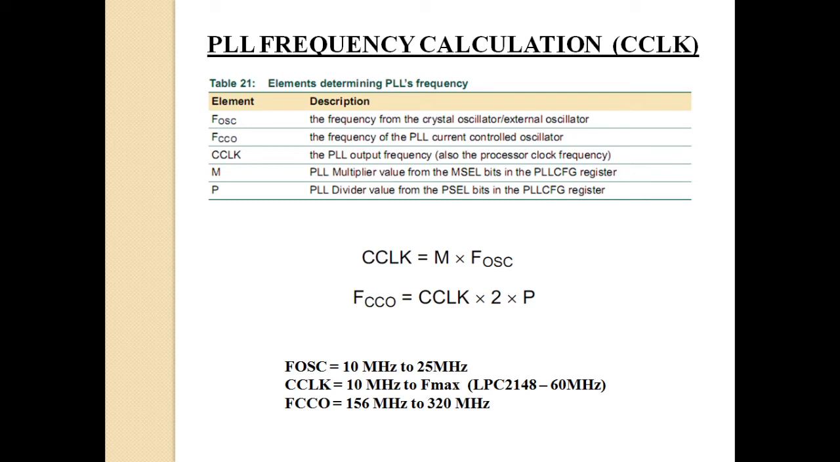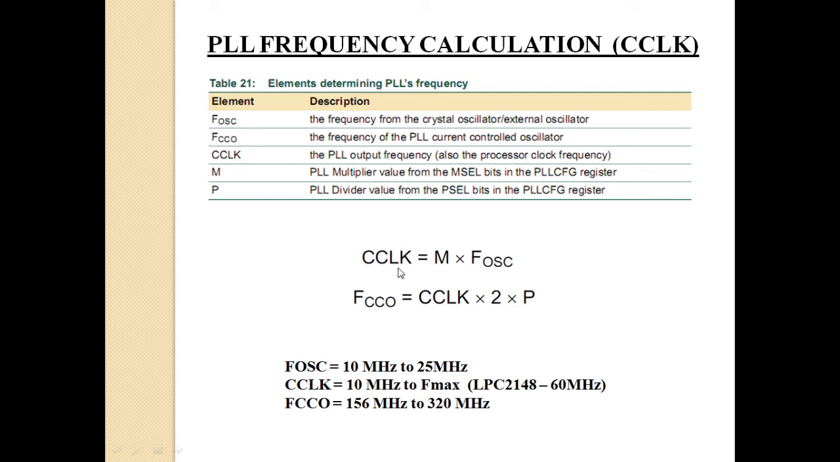You are going to connect a 12 megahertz crystal. From the 12 megahertz crystal, if you want to get 60 megahertz output, what should be the multiplication factor, and what should be the division factor? That is calculated by using these two equations.